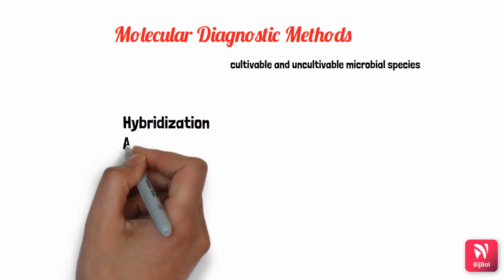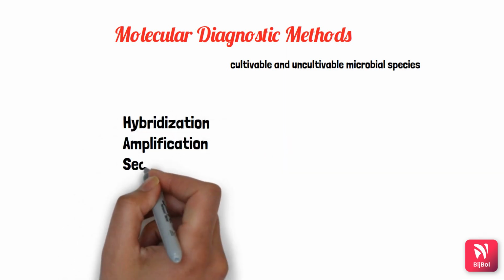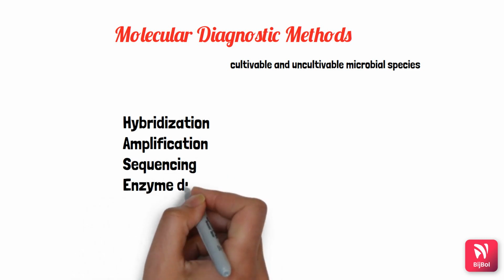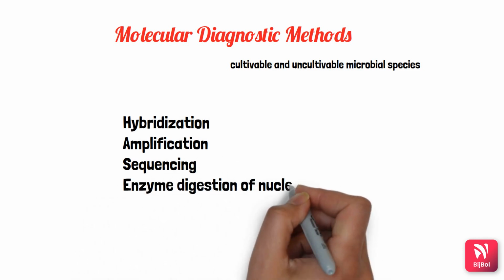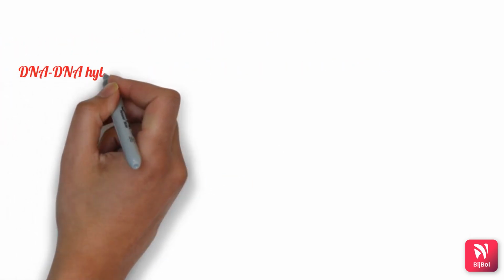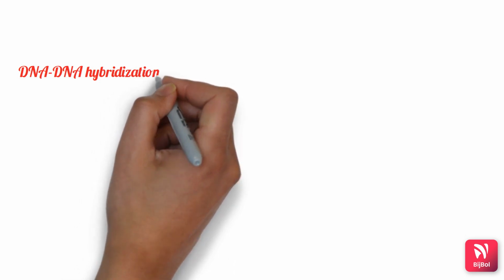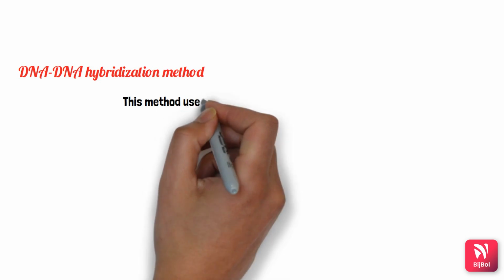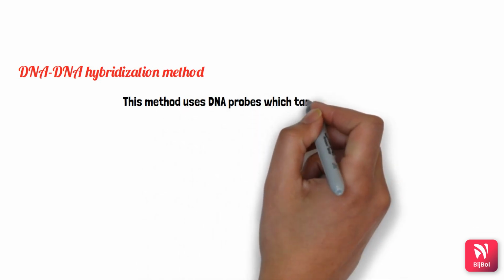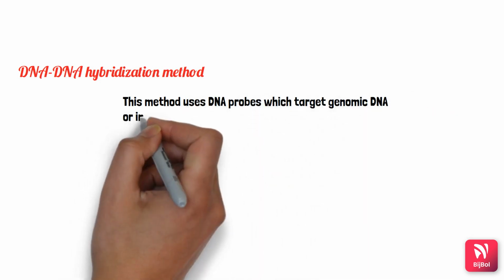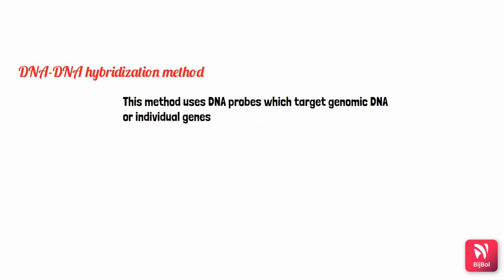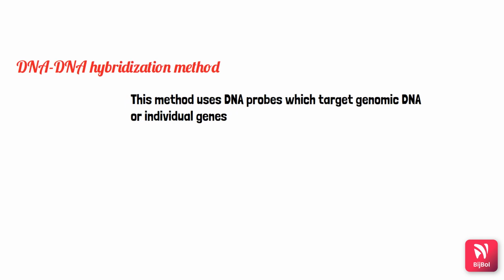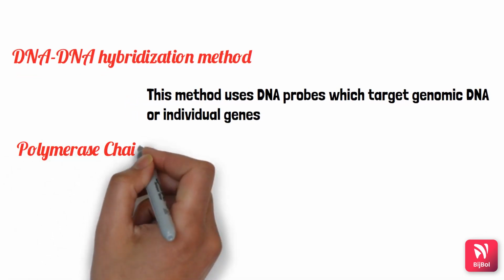They are classified into four categories: hybridization, amplification, sequencing, and enzyme digestion of the nucleic acid. The first method is the DNA hybridization method. In this method, it uses DNA probes which target the genomic DNA or individual genes, which helps in determining the presence of a multitude of bacterial species in single or multiple samples.